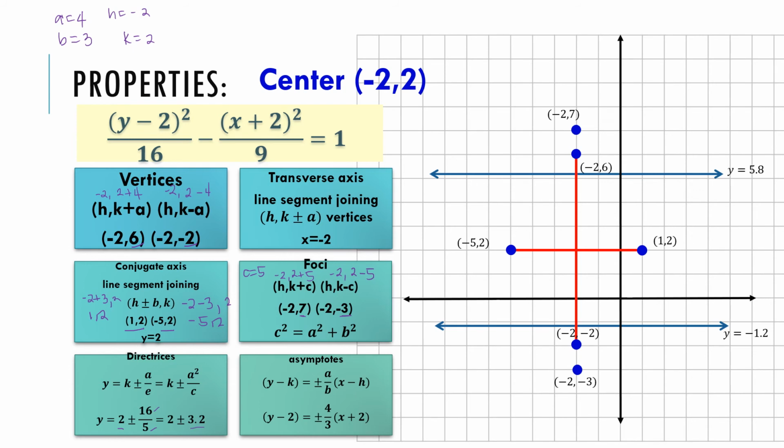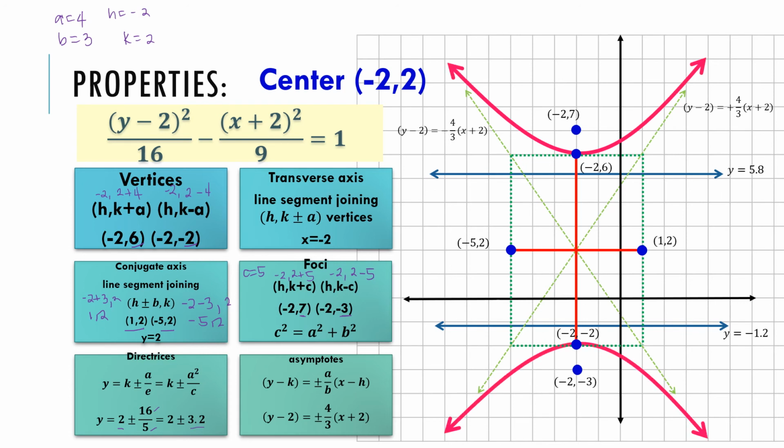And the last one, the asymptote, plug in lang natin si value, si K, si A, si B, at si H. Gawa ng box, intersecting line, and our hyperbola is opening up and down. Yan. Okay.